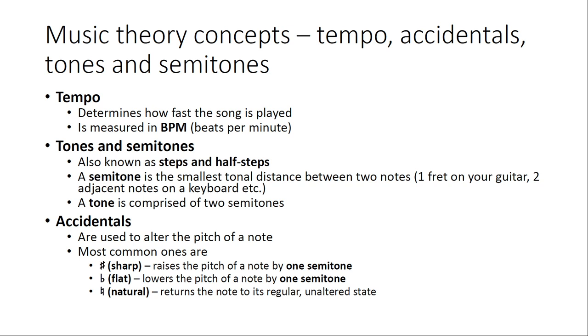Tones and semitones, which are also known as steps or half steps, are basically tonal distances between notes. Between each octave, you can have a total of 12 different notes. So between C4 and C5, for example, you can have a total of 12 different notes. I'm going to actually play them for you one by one, starting from C4.